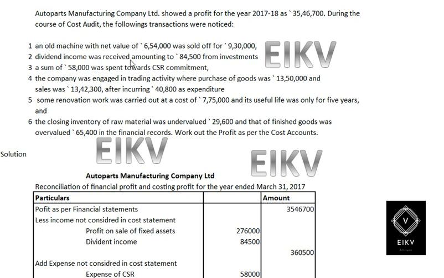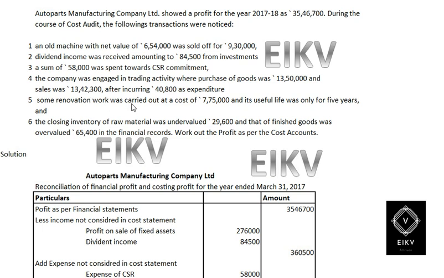Number 2, dividend income was received amounting to rupees 84,500. A sum of rupees 58,000 was spent towards CSR commitment. The company was engaged in a trading activity where the purchase of goods was 13,50,000 and sales was 13,42,300 after incurring an expenditure of 14,800.